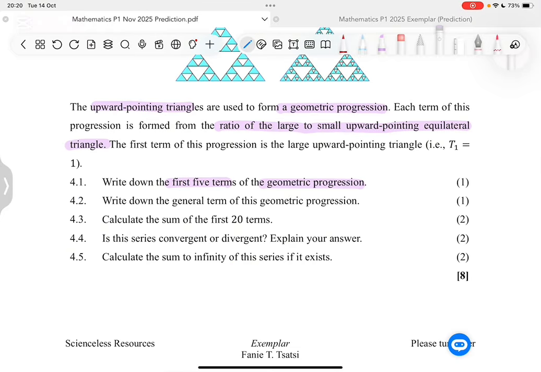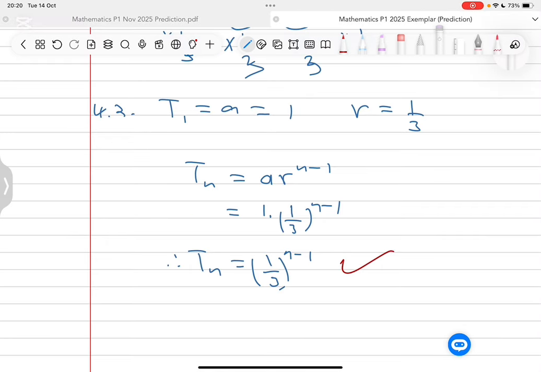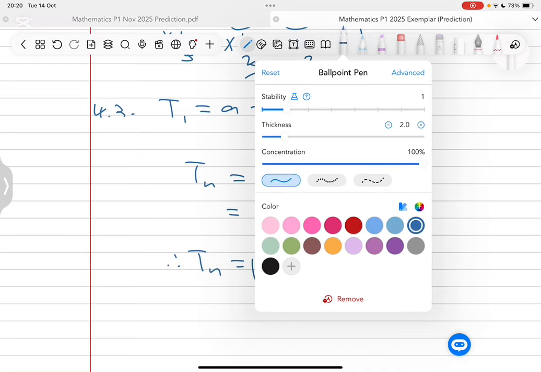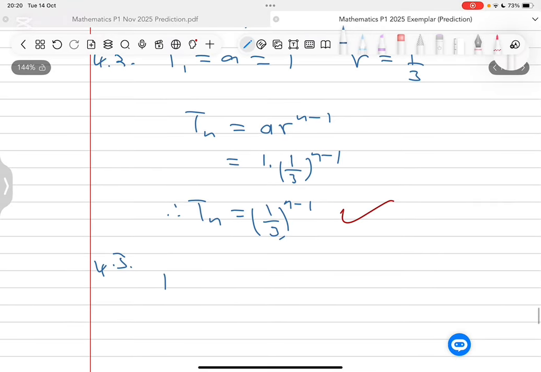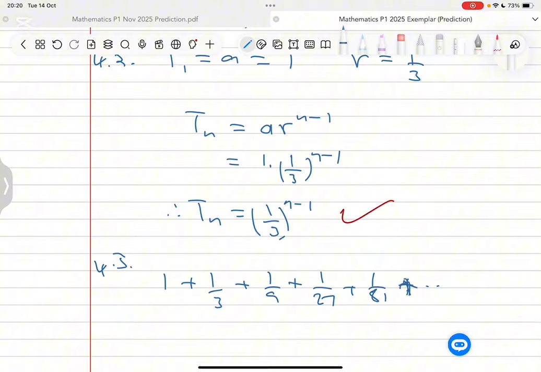Question 4.3, we are requested to calculate the sum of the first 20 terms. So that means now we are turning our sequence into a series. So I'm going to have 1 plus 1/3 plus 1/9 plus 1/27 plus 1/81 and so on, because now we're going to push this until we are at the 20th term.